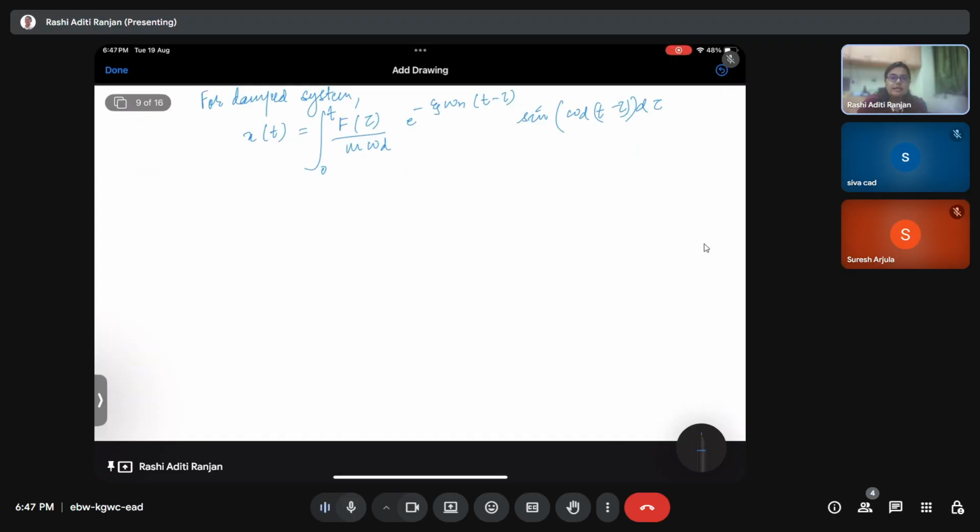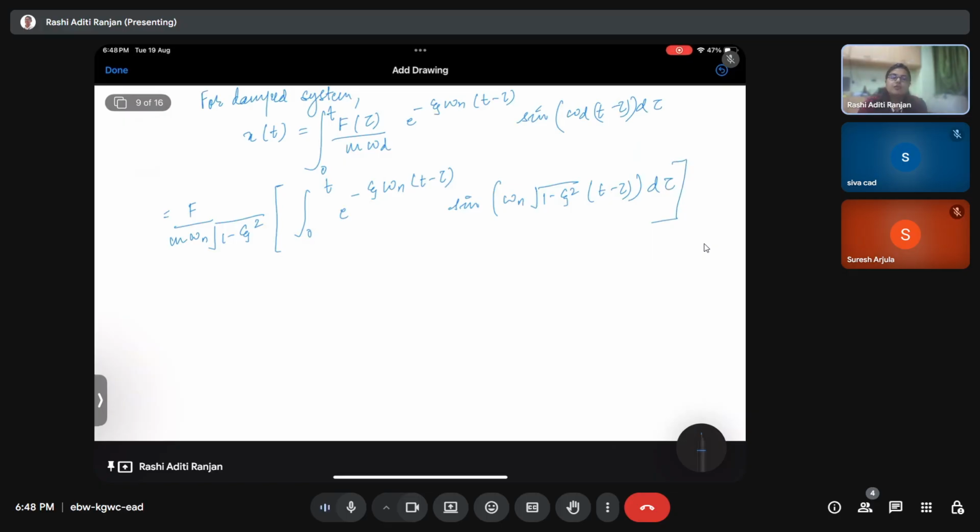Now again, f of tau is actually constant with respect to time, so we can take it out of the integration, and omega d we can write in terms of omega n and eta, so we get it as f by m omega n under root of 1 minus eta square, into integration from 0 to t of e to the power minus eta omega n (t minus tau) into sine of omega n under root of 1 minus eta square (t minus tau) d tau. And we can just close the bracket.